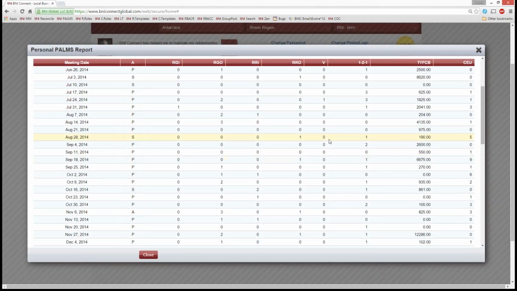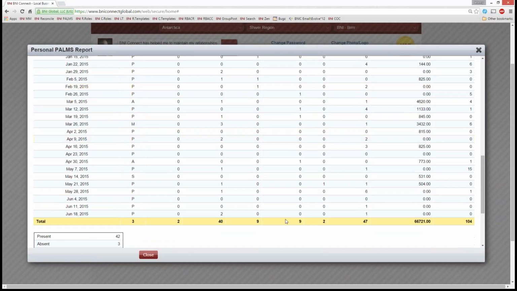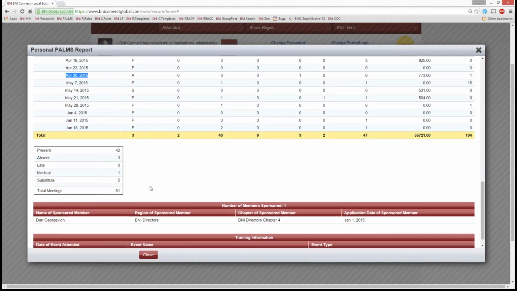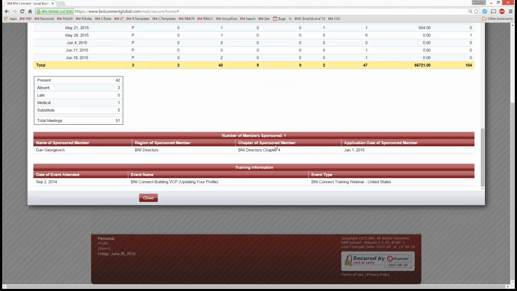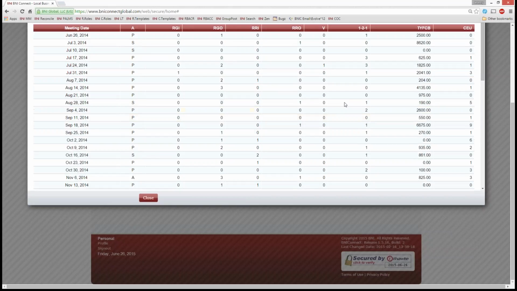So this makes it very easy to say, yeah, you know what, I know I submitted a one-to-one last week. How come it's not showing up here? Or I know I wasn't absent on that particular week. How come I have an absent listed here? So that will help to troubleshoot because they can pinpoint exactly which week. It also shows their summary, sponsored members, and any training events that they've attended.